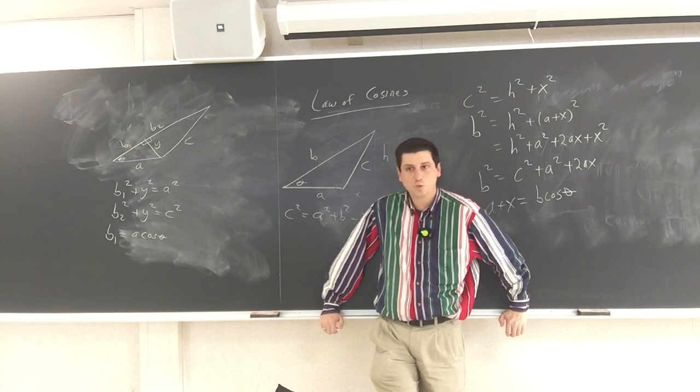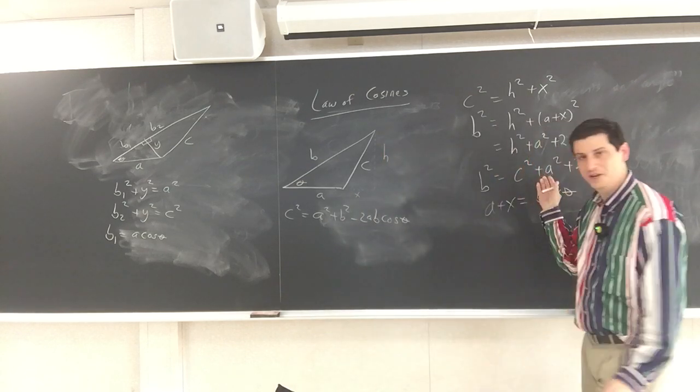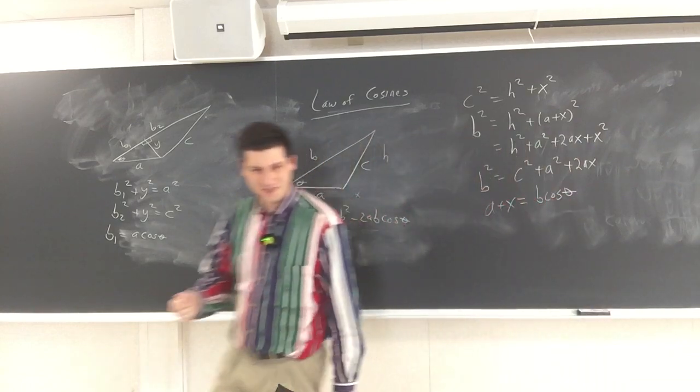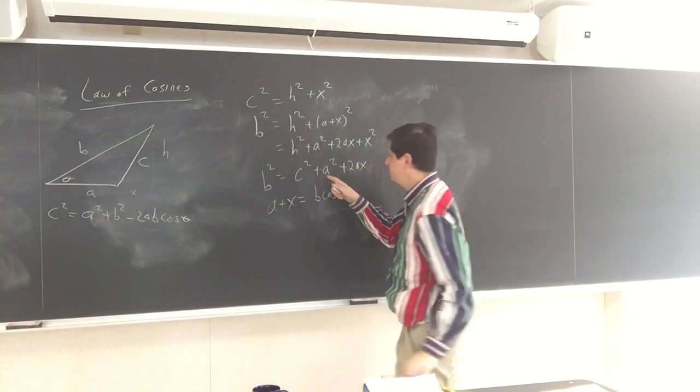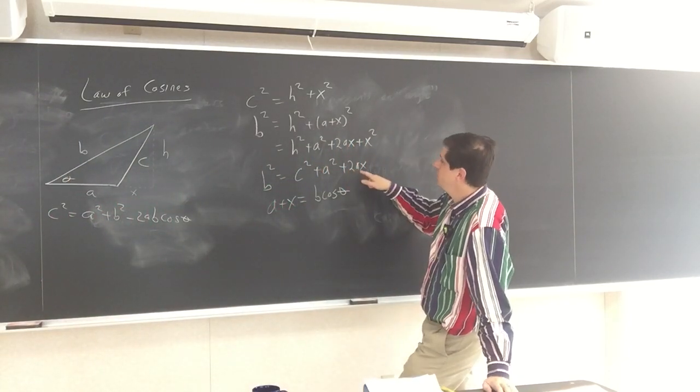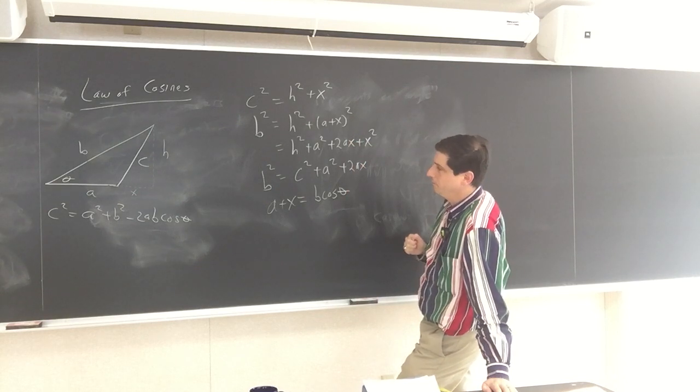So, which approach now do you think is better? Do we want to go back to this one? All right, so we'll go back to this one. I'll have to play games with the heights later. So here we've got B squared is C squared plus A squared plus 2AX, or over here, okay.